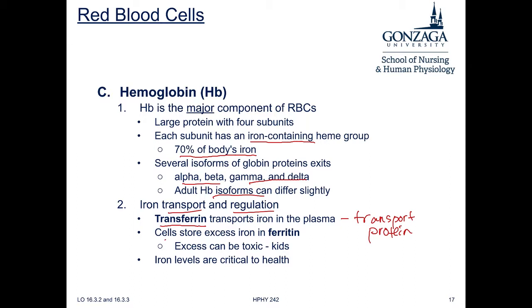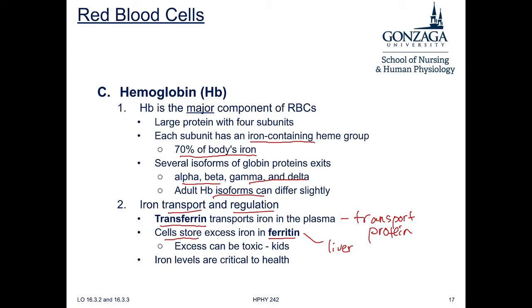In addition, our cells can store excess iron in the form of something called ferritin. We join iron up with additional protein, and that combination is called ferritin. This is mostly in cells of the liver. Our liver is a good site of excess iron storage.